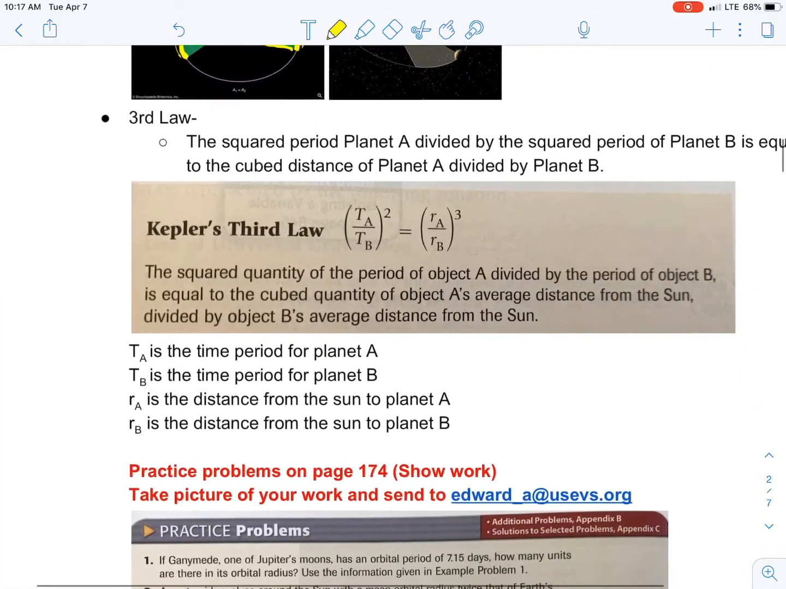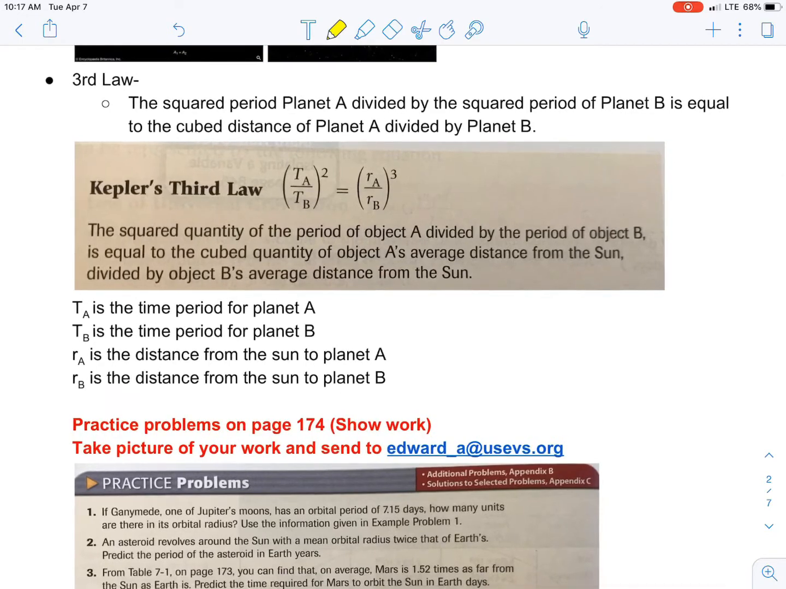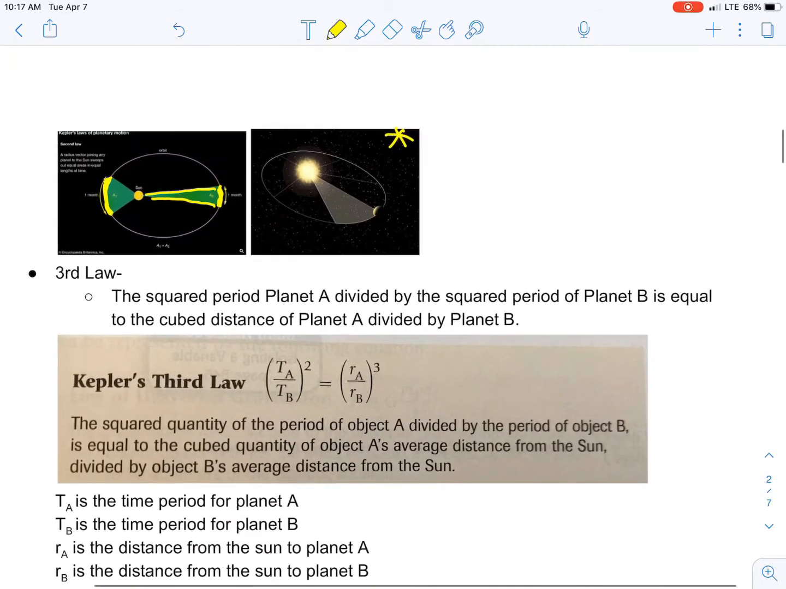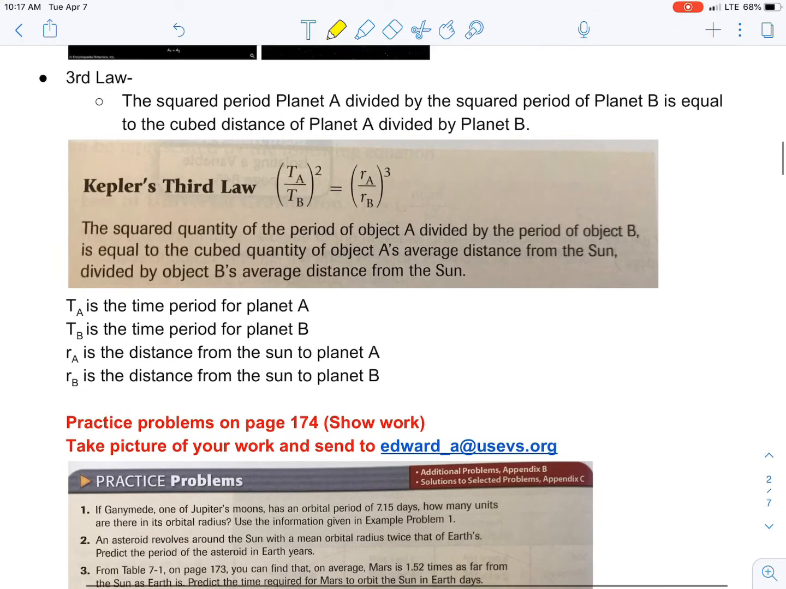All right. Kepler's third law, and this is what the first set of problems are going to be on. Kepler's third law is just talking about the relationship between the time period, right, and that's that same little graph, time period, and then the distance that they are from the planet in general, okay? So it's talking about those two things.